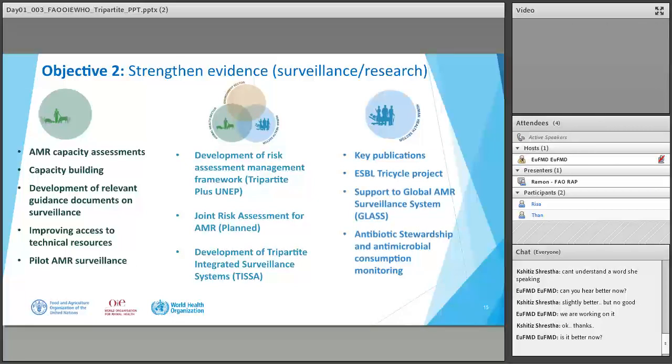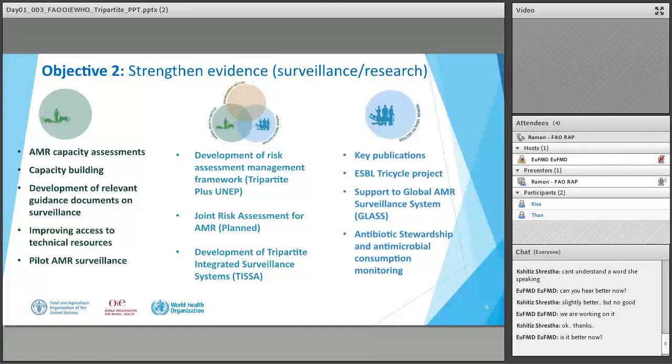They have produced a lot of tools, and countries are doing different studies to understand what the patterns are and what the level of consumption of antimicrobials is at country level. Then there are a lot of activities together, mainly the joint risk assessment which has been planned to be done.